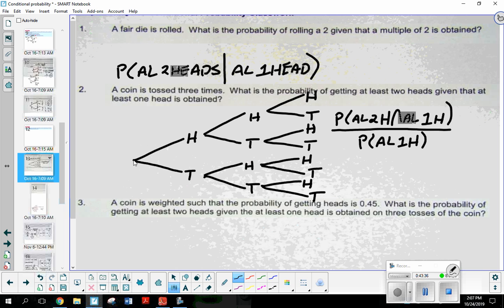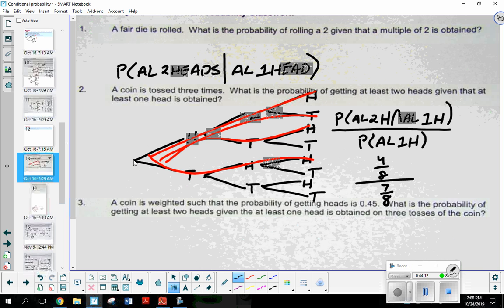Well, how many does that apply to? Okay, 4. So I've got this one right here, I got this one right here, I got the third one, and I have a 4th one. Okay, so there's 4 out of how many? 4 out of 8. Divided by, now what's the probability of getting at least 1 head? There's 7 of those. Remember, there's only one way to not get a head at all. They're all 3 tails at the end. So this is 7 out of 8.